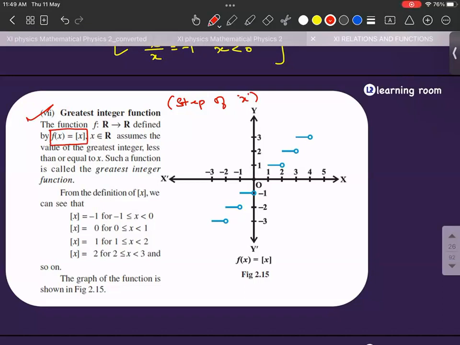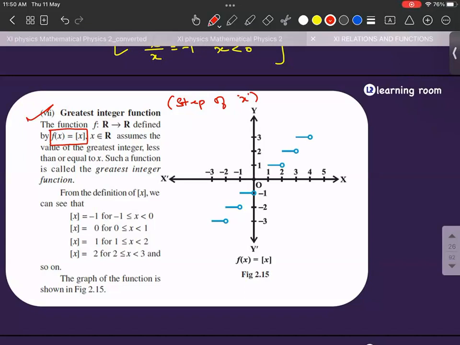You read it as greatest integer of x, where the x value can be substituted as any real number. So when I say real number, you can substitute fractional values, positive fractional values, negative fractional values, everything. But when you substitute any real number into the greatest integer of x, the output will always be an integer. That is why it is called the greatest integer function. So input will be any real number, but the output is always an integer.